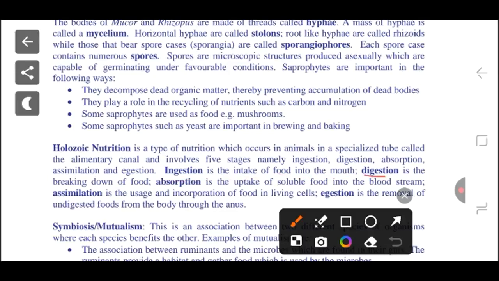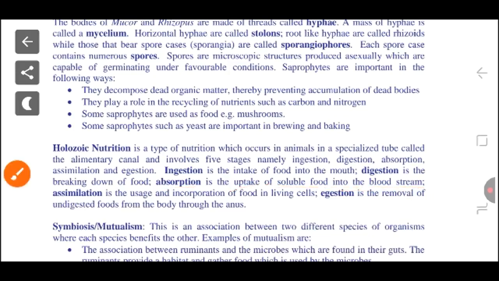Go to digestion. This is the breaking down of food. Simple, just the breaking down of food which you have taken into your mouth. Now absorption. This is the uptake of soluble food into the bloodstream. The uptake of soluble food after it's been broken down to smaller pieces.